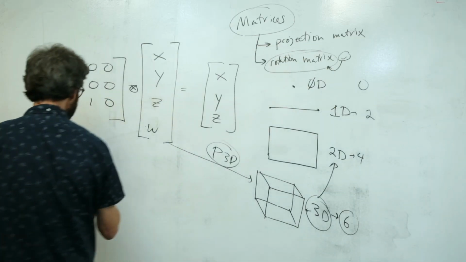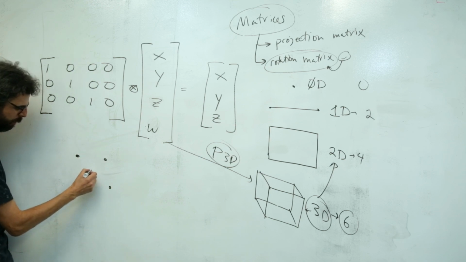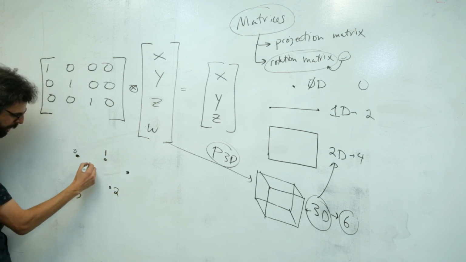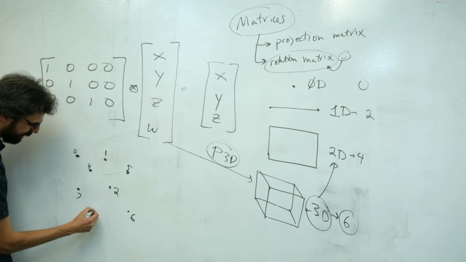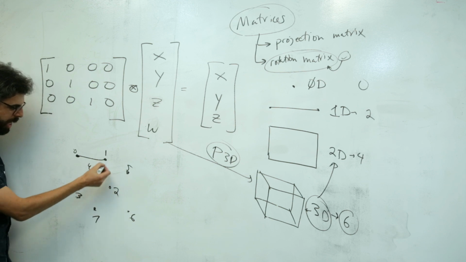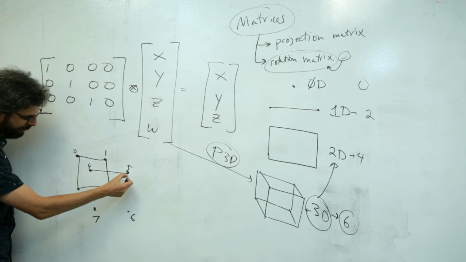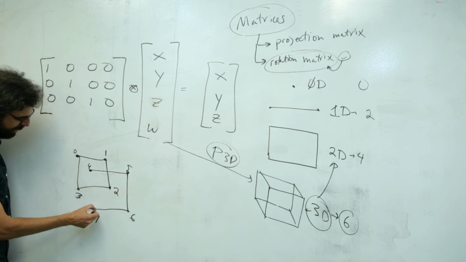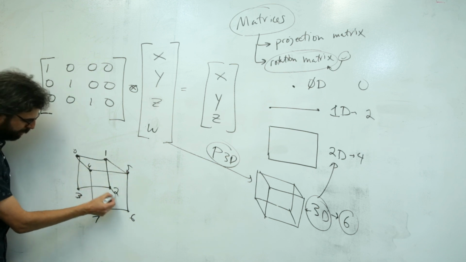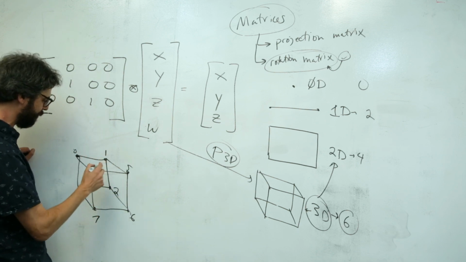is I basically have points 0, 1, 2, 3, 4, 5, 6, 7. So that function is basically saying connect 0 and 1, connect 1 and 2, connect 2 and 3, connect 3 and 0, connect 4 and 5, connect 5 and 6, connect 6 and 7, connect 7 and 4, and then connect 0 and 4, 1 and 5, 2 and 6, 3 and 7. That's what that function is doing. And so now I have two of them.